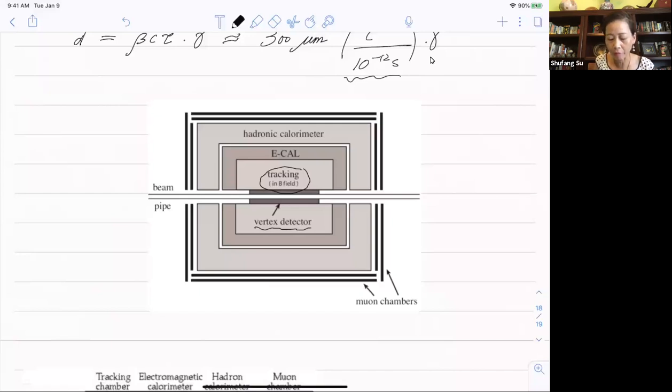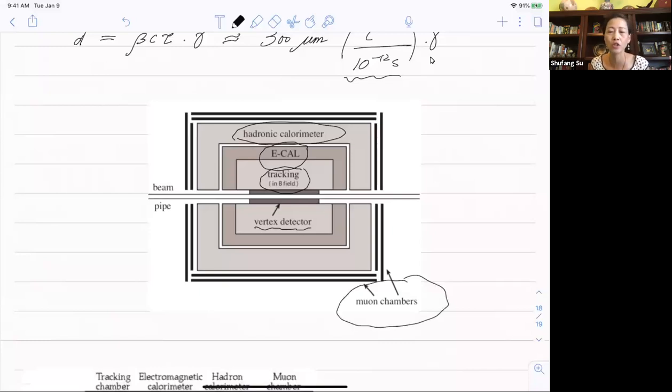And then outside of that, you typically have the ECAL, the electromagnetic calorimeter, which is able to observe any electromagnetic showers. Electrons and photons will lose all of their energy at the ECAL. Outside of that will be the hadronic calorimeter. Anything with strong interactions, pions, kaons, protons, neutrons, and all that sort of stuff, will deposit all its energy in the hadronic calorimeter. And then the outermost layer will be the muon chambers.